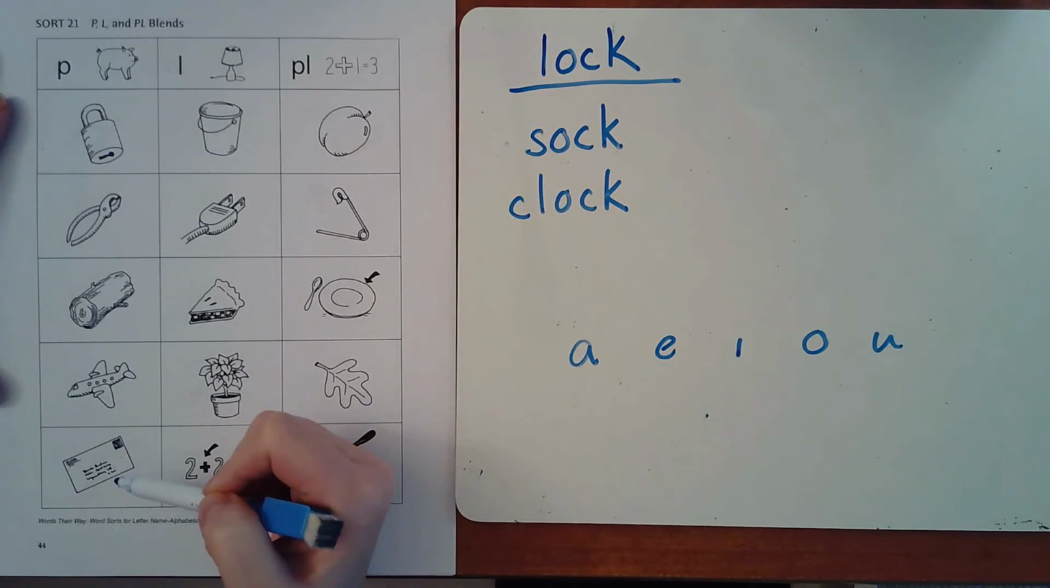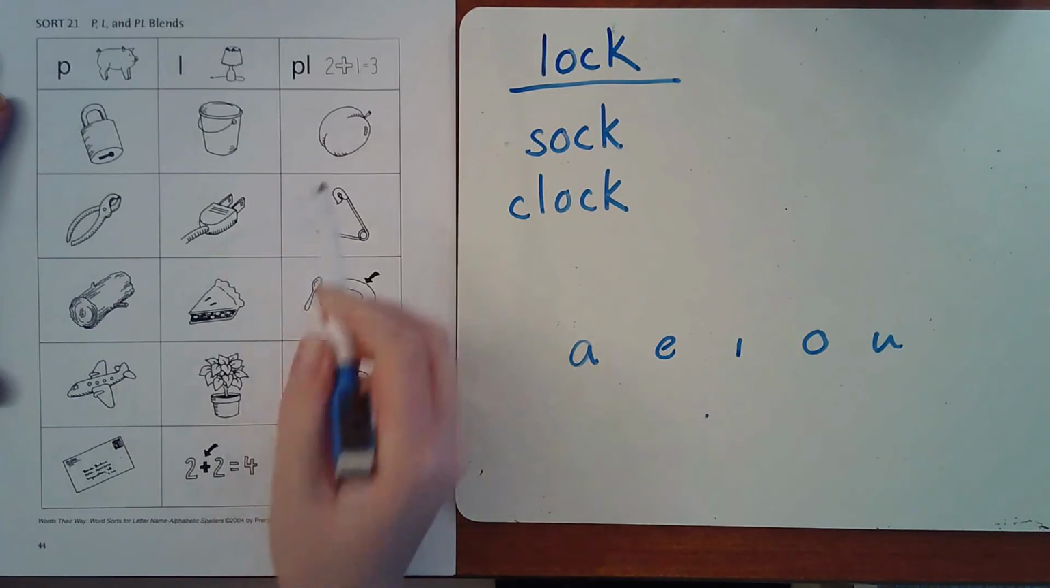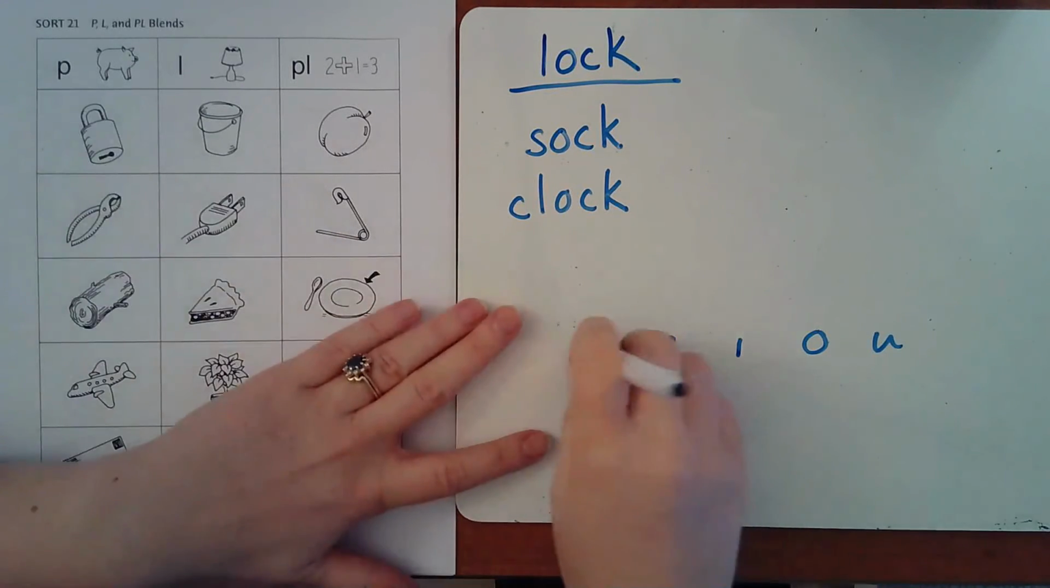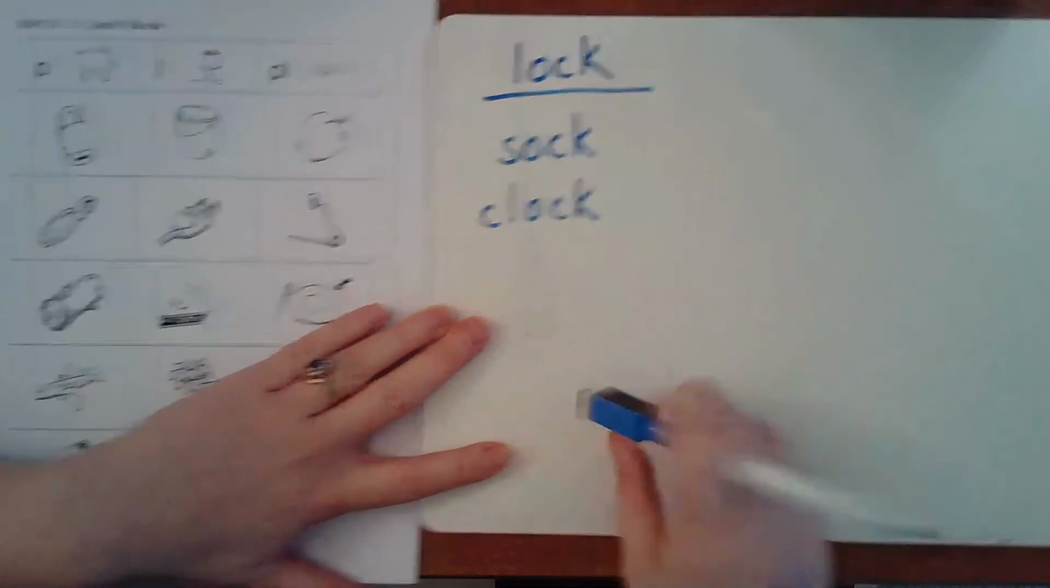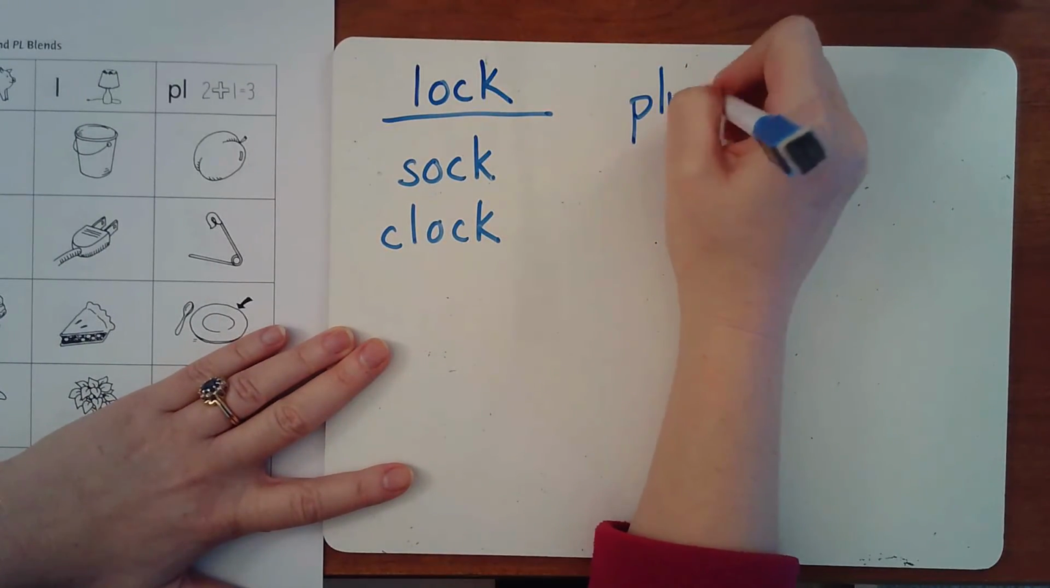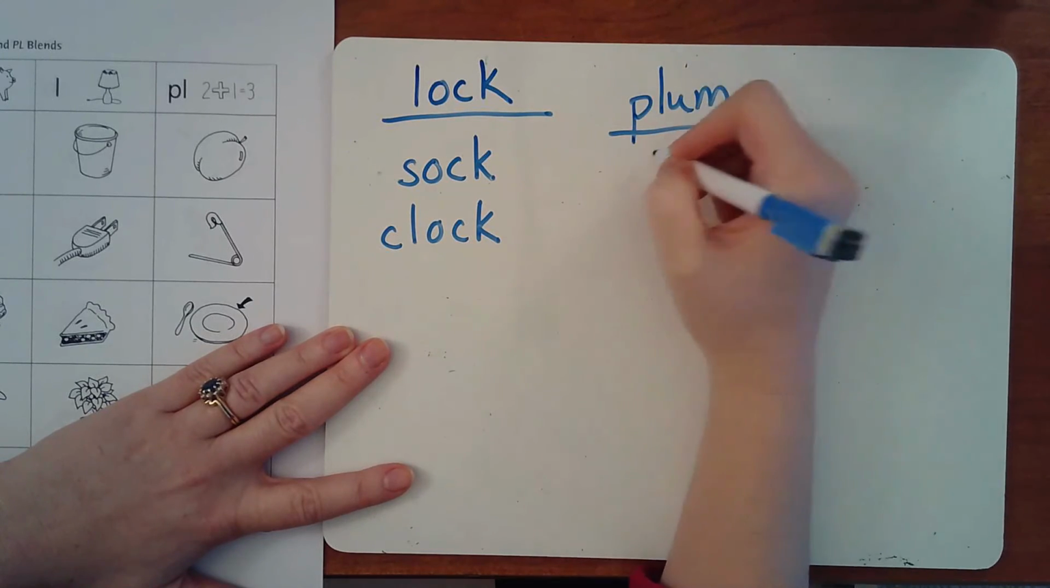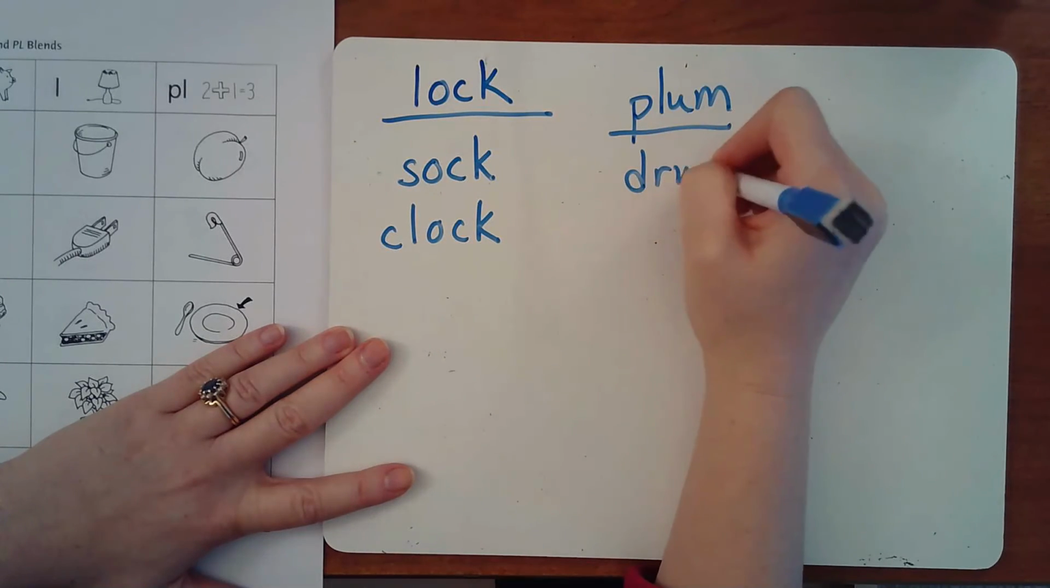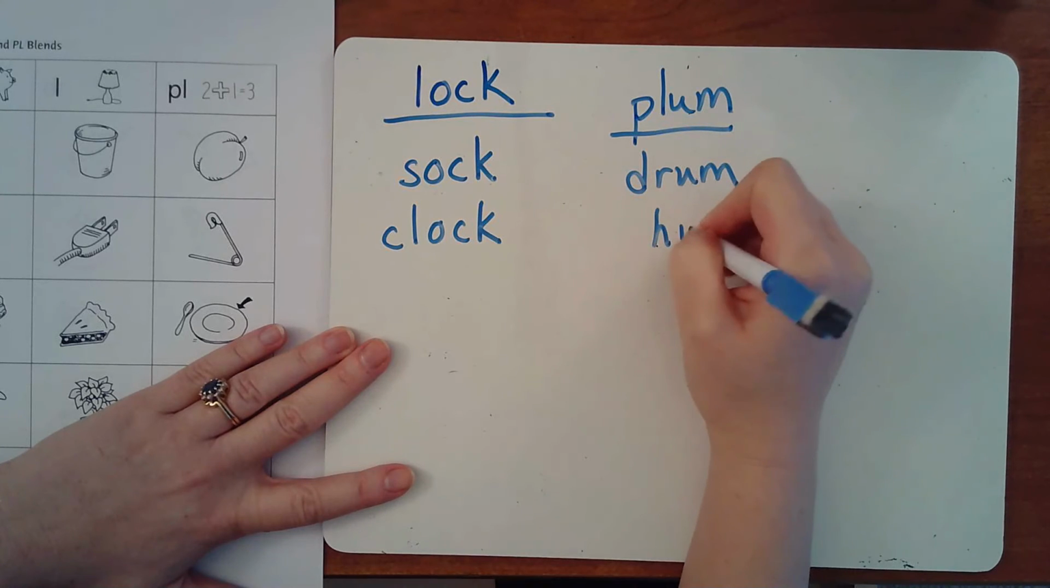And I wouldn't do letter because that could be a difficult one to do, but I could do plum, right? Or pin. Those ones are a little bit easier. So maybe I would do plum. And maybe they could think of like drum or hum.